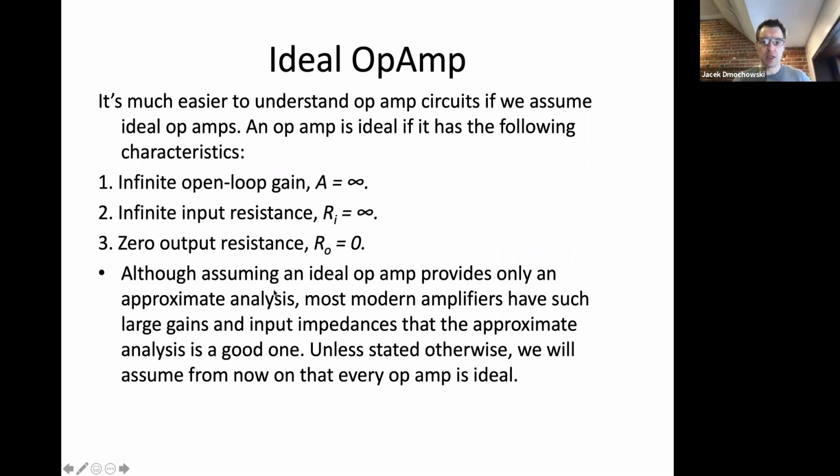And so these assumptions are obviously not strictly true. The open loop gain is a finite number, the input resistance is a finite number, and there is actually some resistance at the output. However, making these assumptions introduces only a tiny error in our calculation, and it makes the work a lot easier.